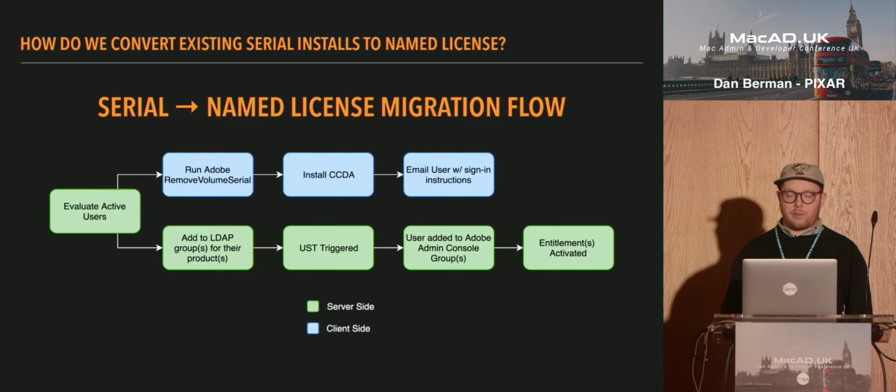If we determine someone's an active user, we add them to the LDAP group. And at the same time, we run remove volume serial, which is a binary that Adobe will give you that strips out serial information and all licensing information if you were in the serial world. Then as they're added to LDAP, that triggers the User Sync tool, which adds them to Adobe admin console groups, and that activates their entitlements. Meanwhile, we install the Creative Cloud desktop app. We do it with D3, our package manager.